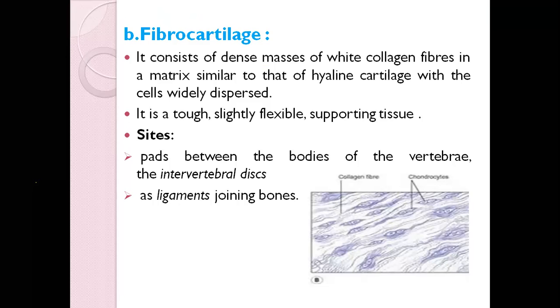Here also, it consists of dense masses. It has white collagen fibers in a matrix similar to that of hyaline cartilage, with the cells widely dispersed. Similarly here also we have chondrocytes, a few cells present in between the collagen fibers. It is a very tough, slightly flexible supporting tissue. It is seen in the pads between the bodies of the vertebrae, the intervertebral discs, and it's also found as the ligaments joining the bones.